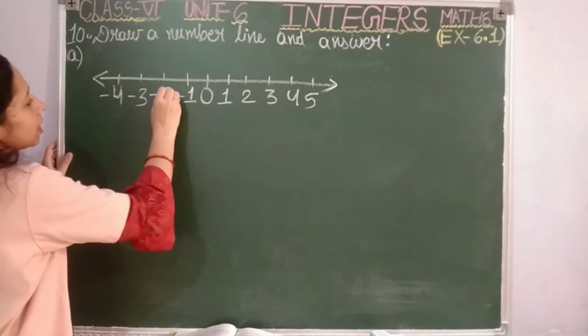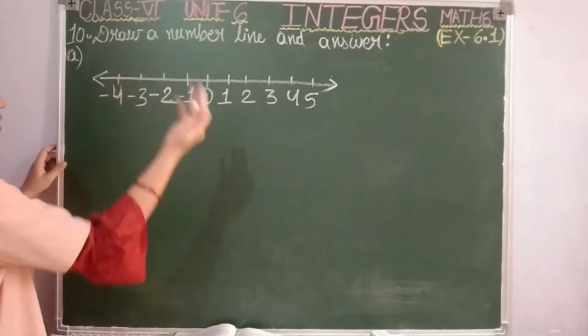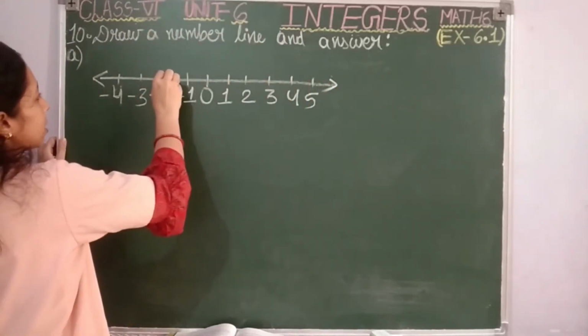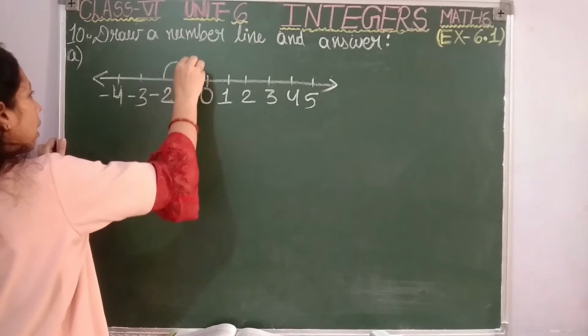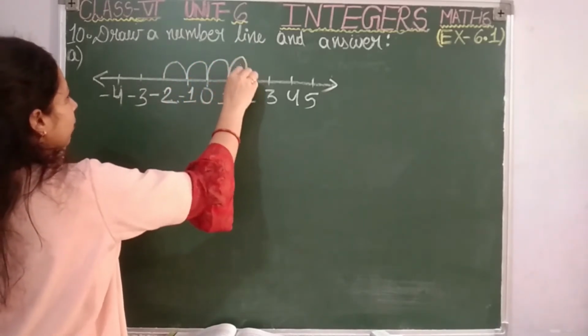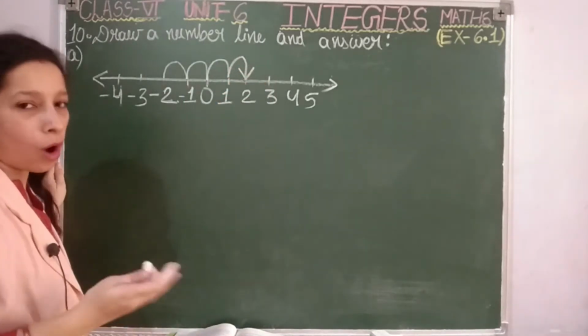Means from this minus 2, you will be moving to the right side, 4 steps. Which is the right side? This one or this one? Obviously this one. So move 4 steps, students. 1, 2, 3, 4. Where are you reaching? You have reached at positive 2 or 2.